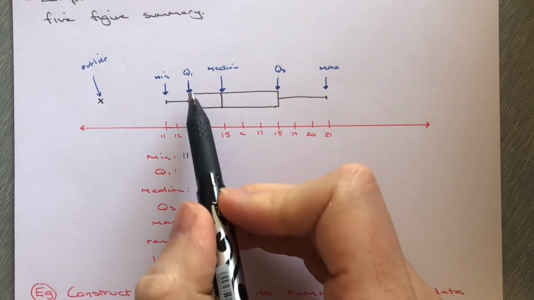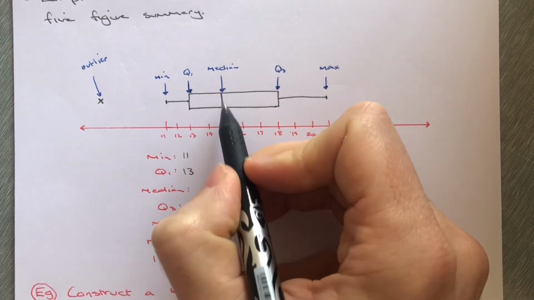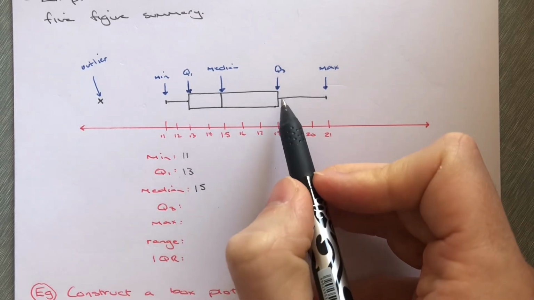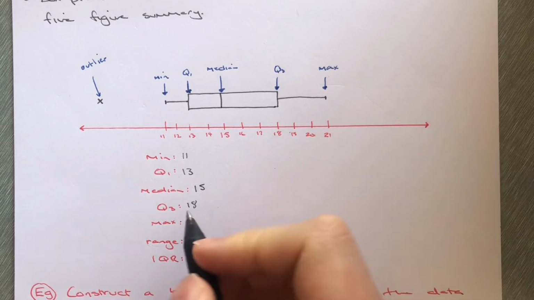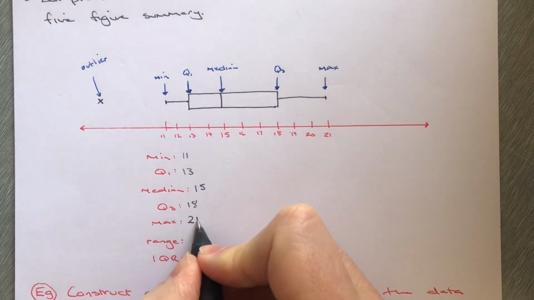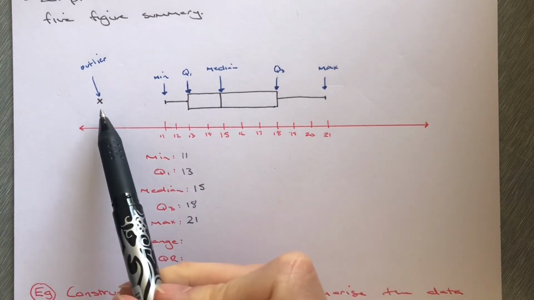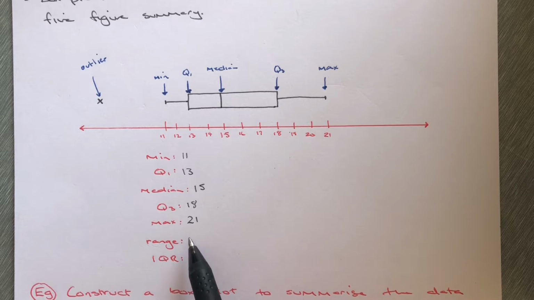Our lower quartile, which is just here, looks like it's 13. Median, which is right in the middle, 15. Our upper quartile, Q3, is at 18. Our maximum is at 21. So there's our five-figure summary. As we can see, we've got an outlier over here at, I'm not sure what number, I haven't labeled it. But from all this information, we can find out the range and the IQR as well.